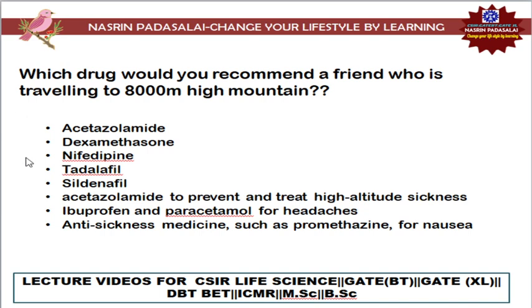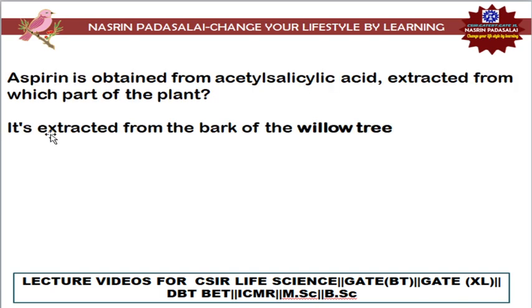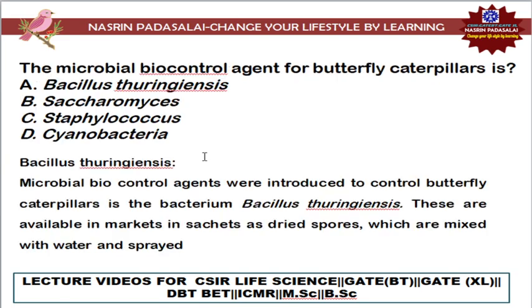I wasn't able to collect the answer for this question, so from this you can pick which is the correct answer. Next, aspirin is obtained from acetylsalicylic acid, which is extracted from which part of the plant? So aspirin is extracted from the bark of the willow tree. Next, microbial biocontrol agent for butterfly caterpillar. The correct answer is Bacillus thuringiensis.